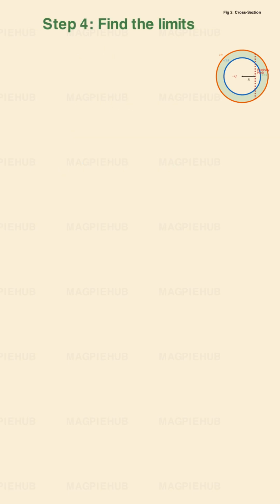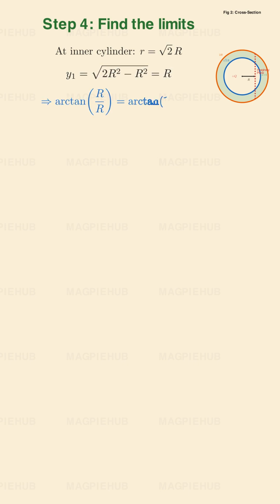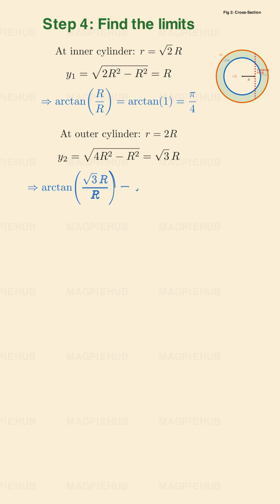Step 4. Find the limits of integration. At the inner cylinder, R equals √2r. So y1 equals the square root of 2r squared minus r squared, which is r. tan inverse of r over r equals tan inverse of 1, which is pi over 4. At the outer cylinder, R equals 2r. So y2 equals the square root of 4r squared minus r squared, which is √3 times r. tan inverse of √3 equals pi over 3.